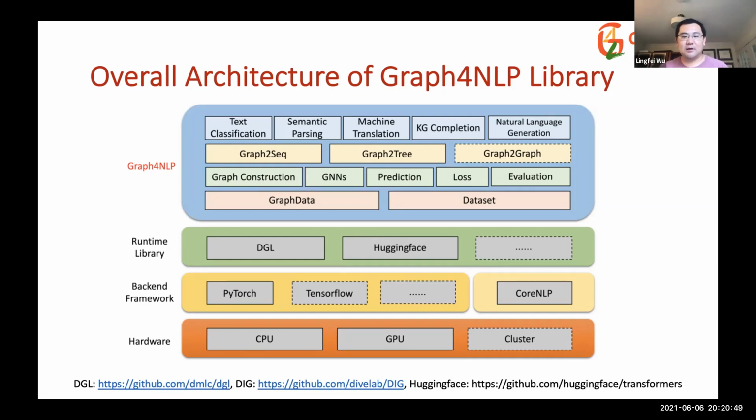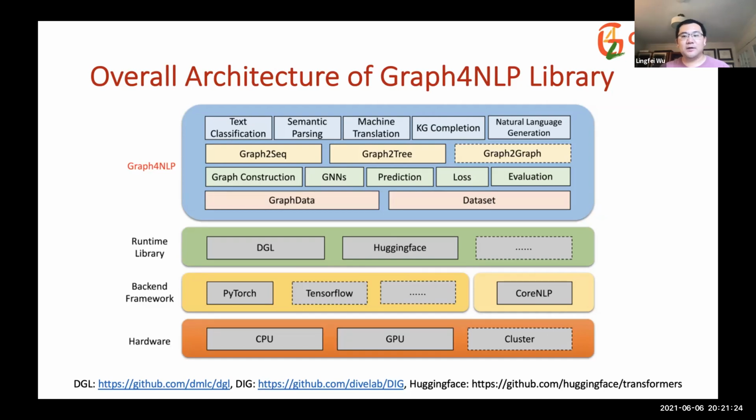We also use Hugging Face to get the pre-trained BERT embedding, so that we can run the GNN on top of that. The core part of Graph4NLP consists of 4 layers. The first layer is the data layer, where we have divided our graph data to effectively carry out all the computation. The second layer is our module layer, with 5 different modules: graph construction, graph neural nets, prediction module, loss module, and evaluation module.